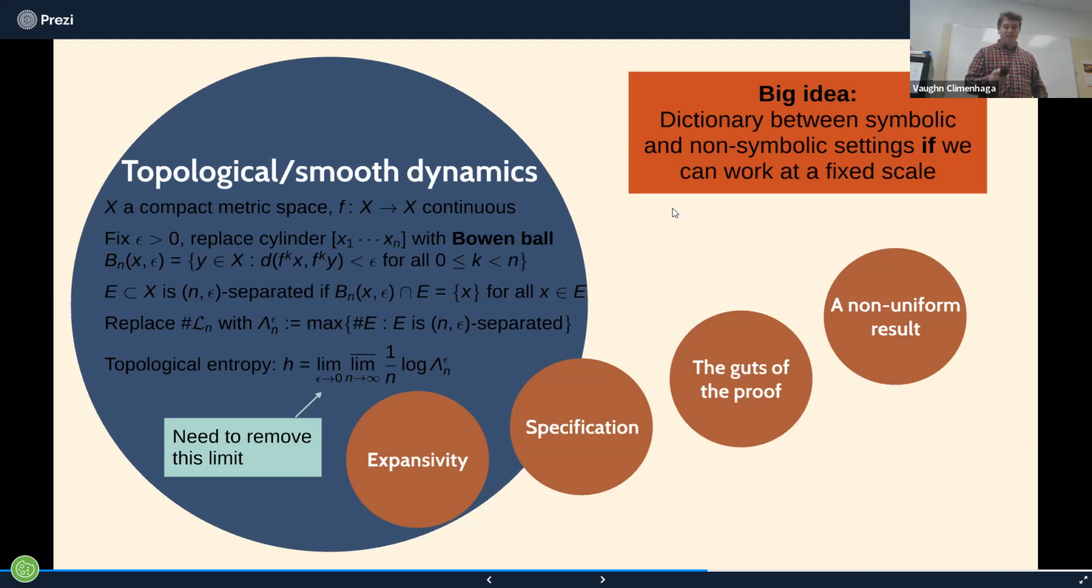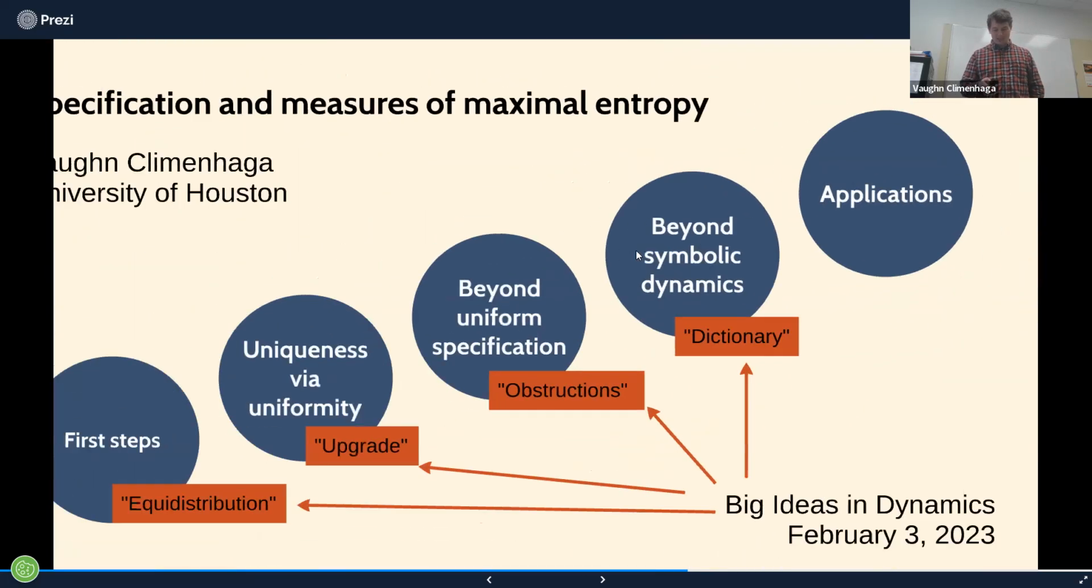In order to run that dictionary, there's an essential thing. You have to be able to work at a fixed scale, and that's where an assumption called expansivity comes in. You then have to say that obstructions to expansivity are small, but I'm out of time.